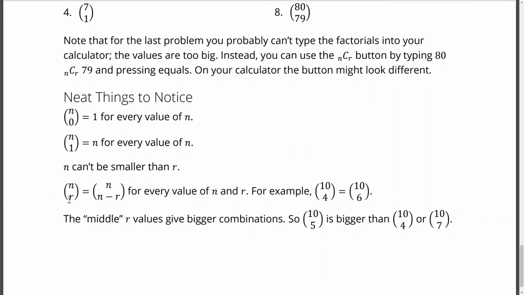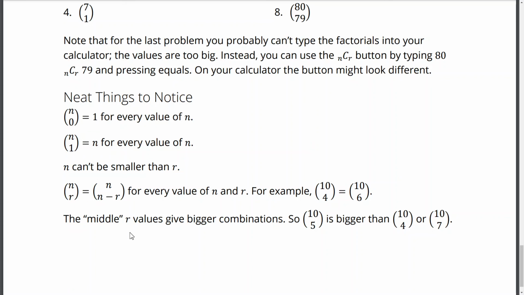n choose r is the same as n choose n minus r. So for an example here, 10 choose 4 is the same value as 10 choose 6. That's similar to examples 1 and 3 that we did above, but it's always true, and this is the algebraic way to write it out with n's and r's, the most general way.